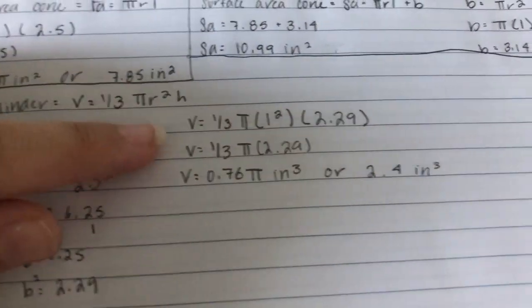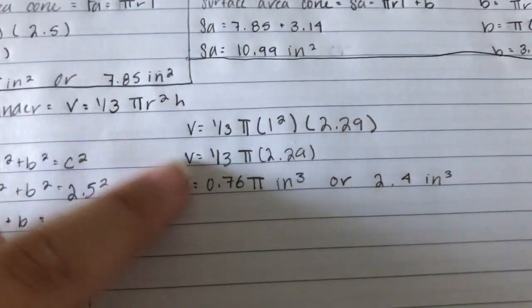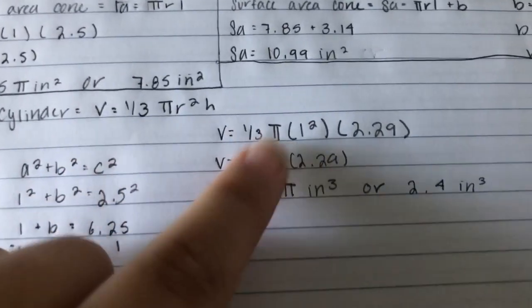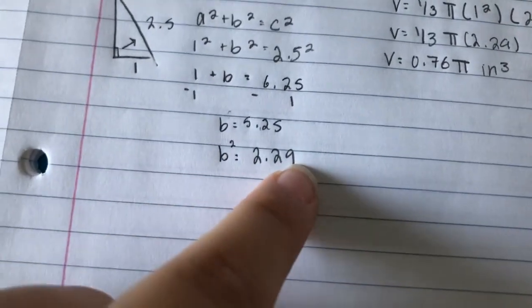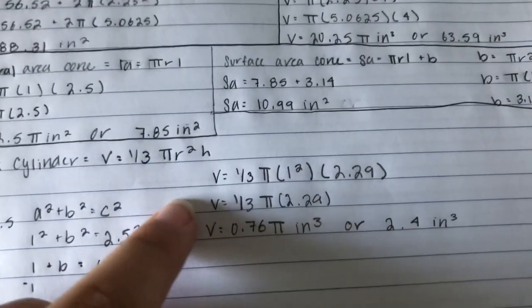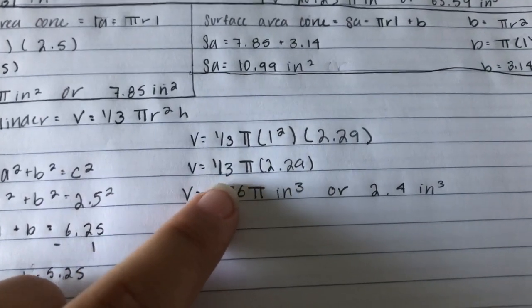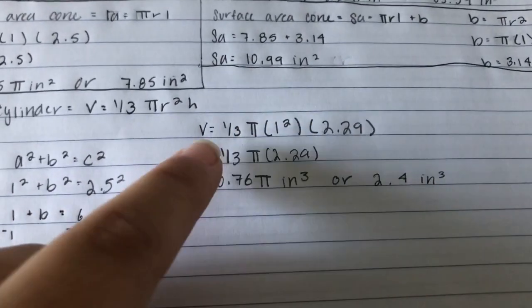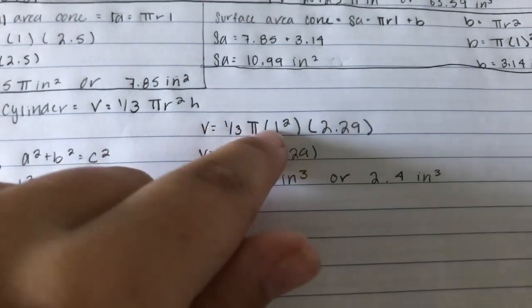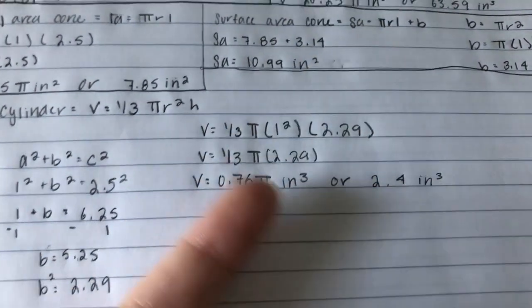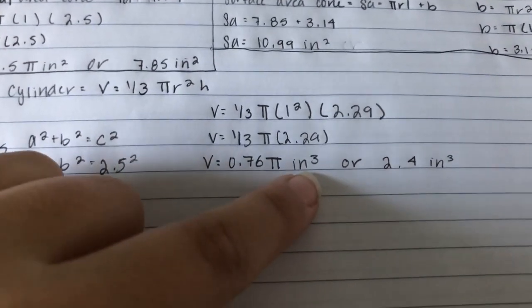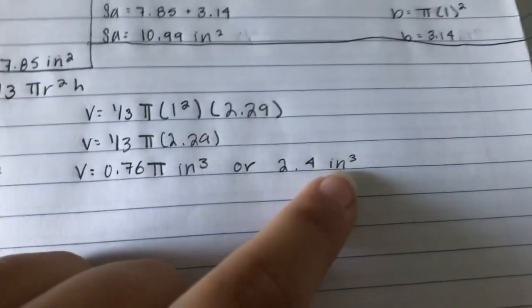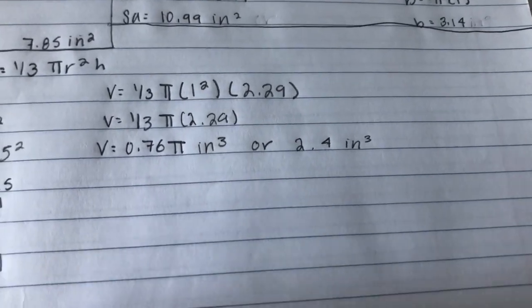Okay, now we can find the volume. So our equation is 1/3 pi 1 squared times 2.29, which is the height that we found over here by using the Pythagorean theorem. Now we can do 1/3 pi times 2.29 because 1 squared equals 1, and then 1 times 2.29 is 2.29. So our answer is 0.76 pi inches cubed, or 2.4 inches cubed, and I rounded these to the nearest hundredth.